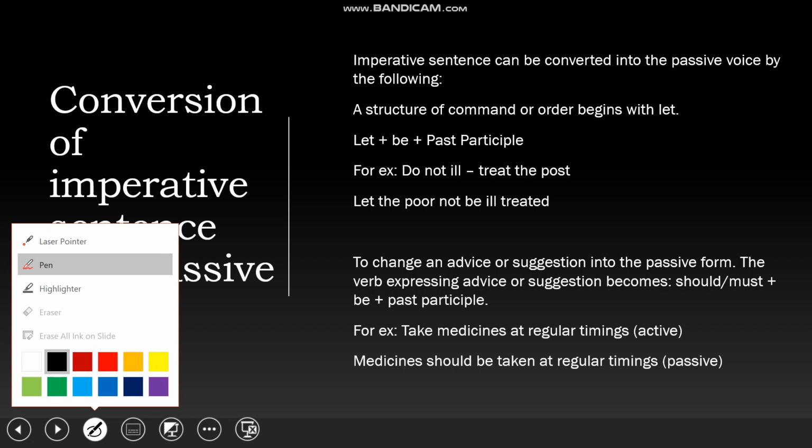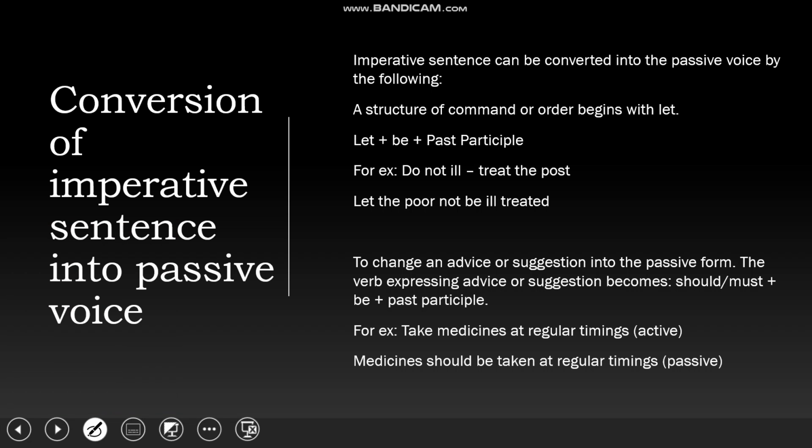Now we will talk about conversion of imperative sentences into passive voice. How will you do that? Imperative sentences can be converted into passive voice by using some steps. What are they? A structure or a command or an order begins with let. When you're changing a command or an order being passed with let, it will change to be plus participle.